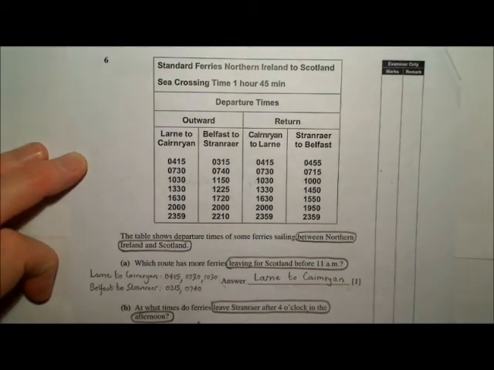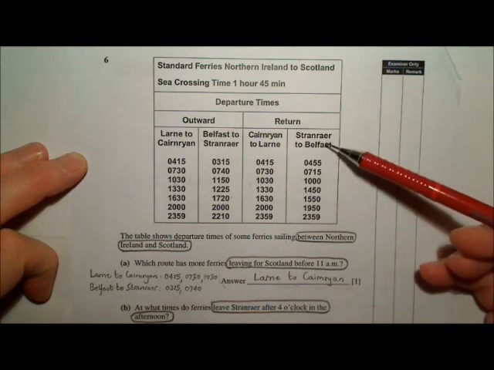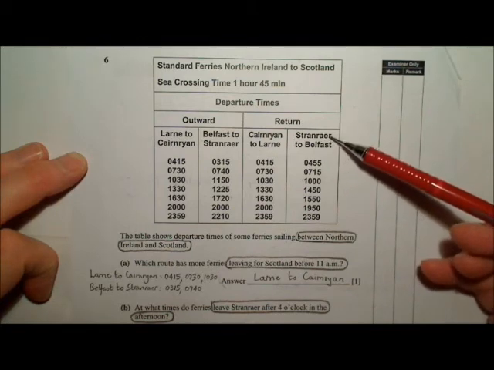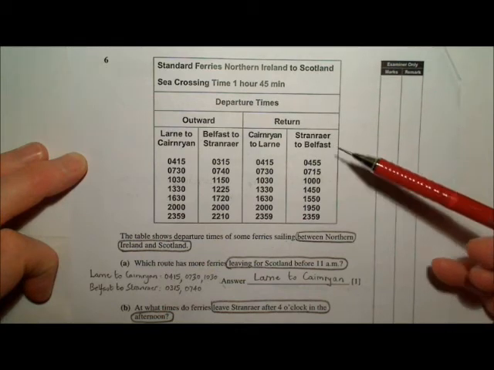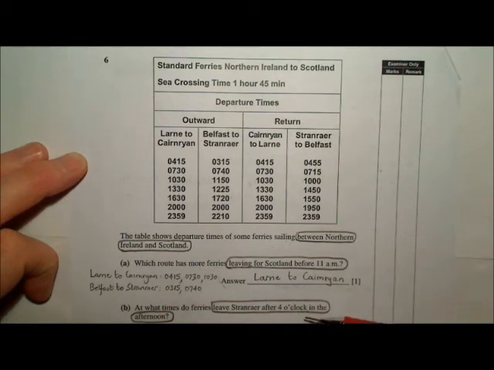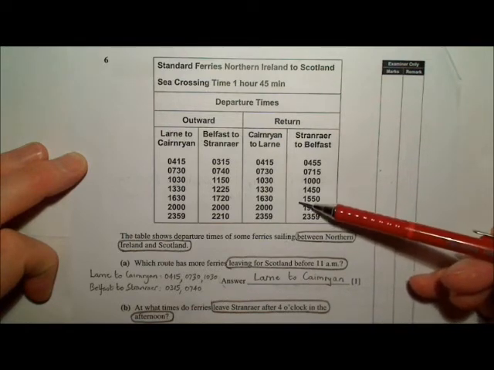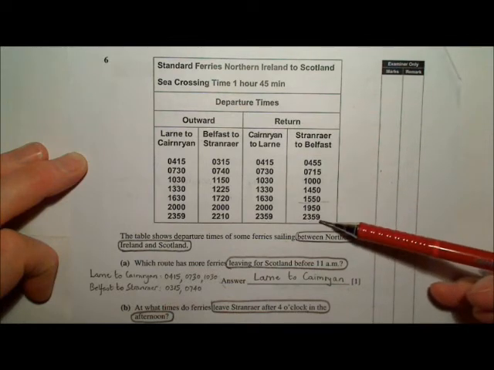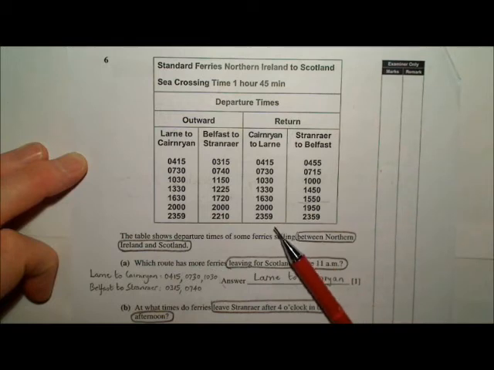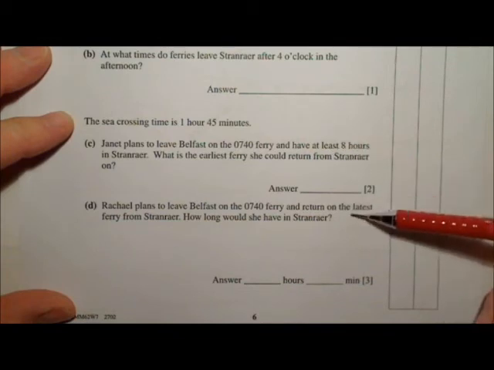Then the second part, at what time do ferries leave Stranraer after 4 o'clock in the afternoon? So again, we're looking for the return leg here, which is Stranraer back to Belfast, and after 4 o'clock in the afternoon, which is 1600 hours. So the numbers are these two here, 1950 and 2359. Okay, so there's question 6, parts C and D. If you have a look at those and stop the video, we'll go through them for you.